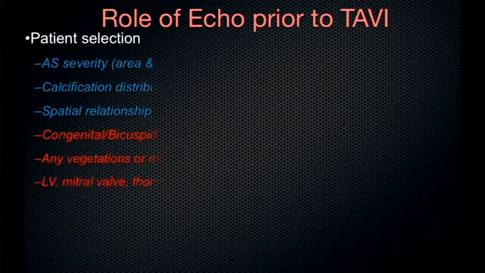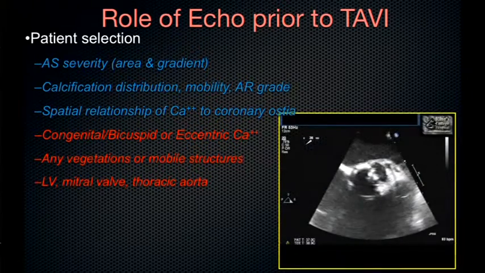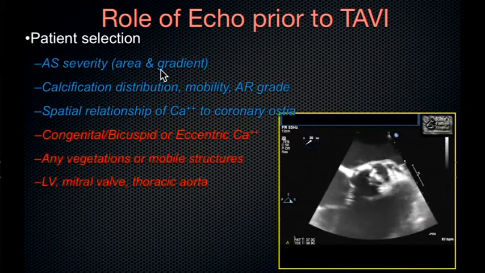So let's summarize some of the things that we've been talking about and the role of echo prior to TAVI. As I've already mentioned, it has a critical role in patient selection. First of all, in establishing the severity of aortic stenosis, looking at areas and gradients, particularly mean gradient, with a very low threshold for using stress echocardiography if we have any doubt. Then we can look at the distribution of calcification, the mobility of the leaflets, and any aortic regurgitation.